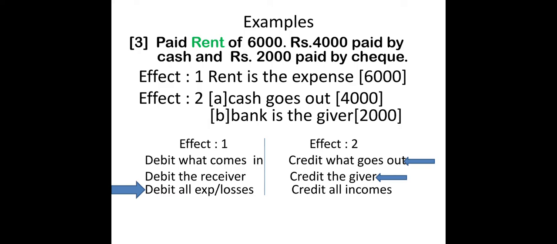So bank will become the giver. Bank is the giver here. Okay, so we have applied two rules, student. You can see credit what goes out as well as credit the giver. Now one thing as a student you should remember here, the total of effect number 1 and 2 should be same. Clear? If in effect number 1 there is amount 6,000, then in effect number 2 definitely there are two sentences, but if you add them it will become 6,000. So that is a rule of accounts. The total of debit effect must be equal to total of credit effect.